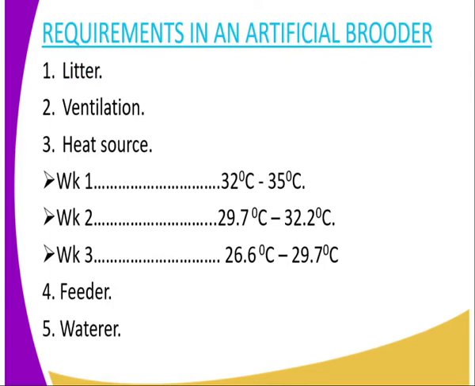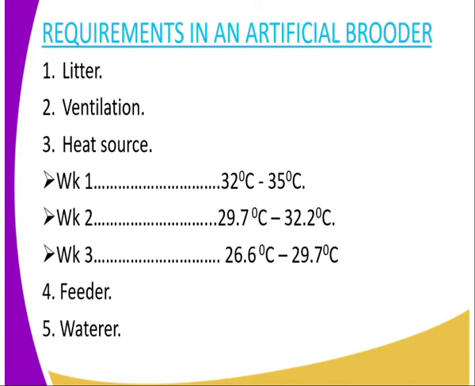And what are the requirements in an artificial brooder? The first one is litter. You're supposed to make sure that before you bring the chick into a new artificial brooder, the litter is well available. Then the second one, ventilation. You should make sure that the artificial brooder has good ventilation, which will allow the free circulation of air. Then number three, heat source.